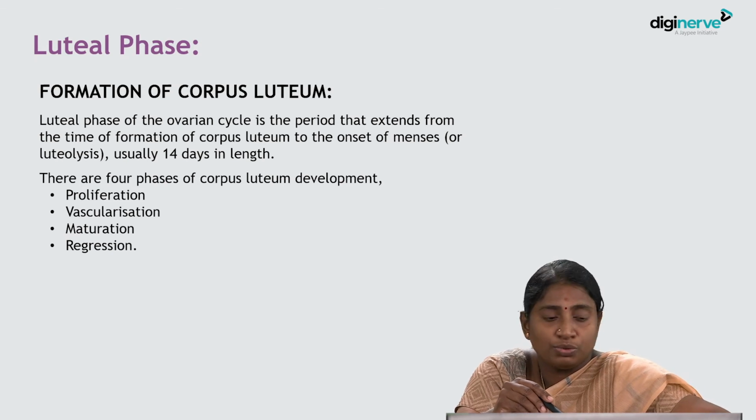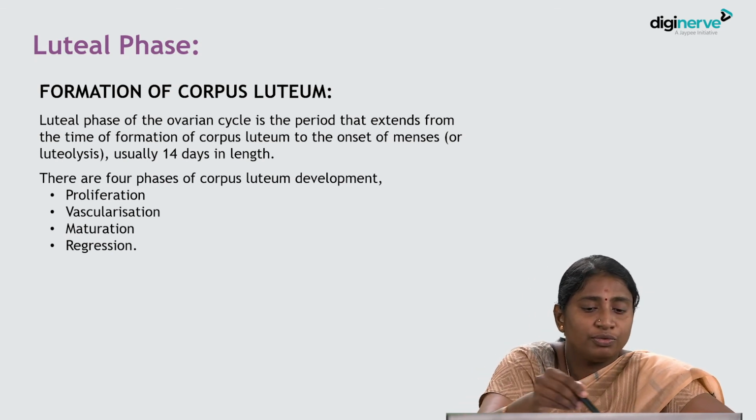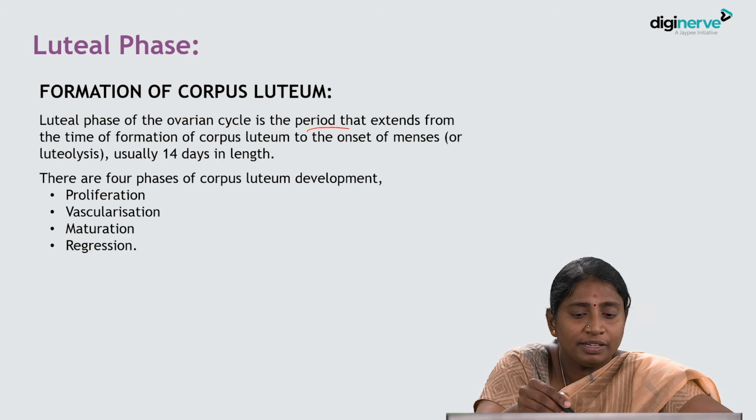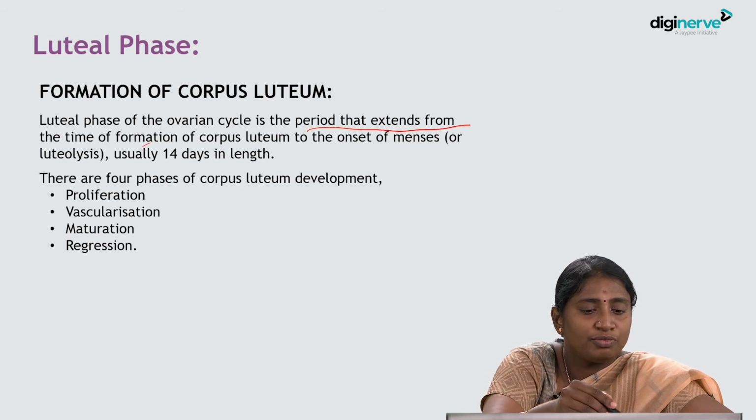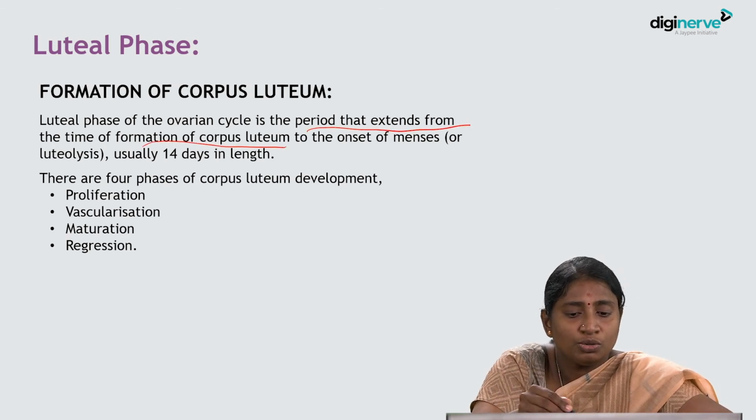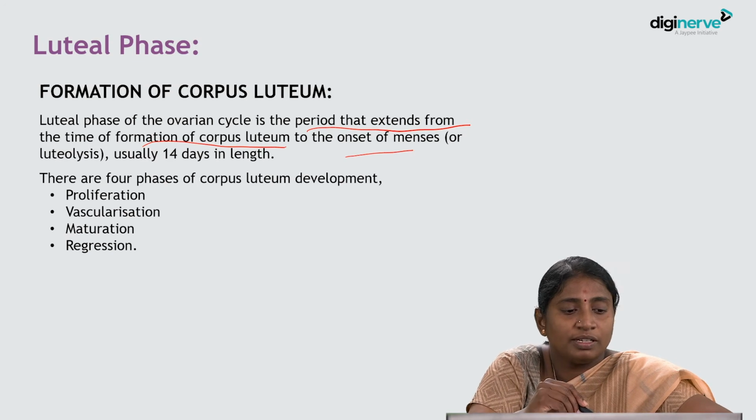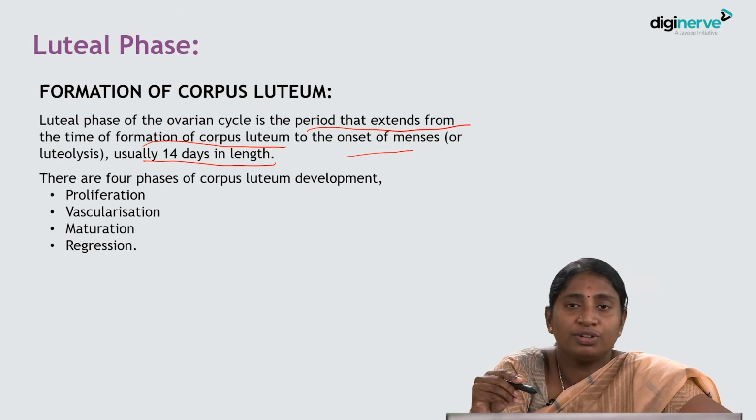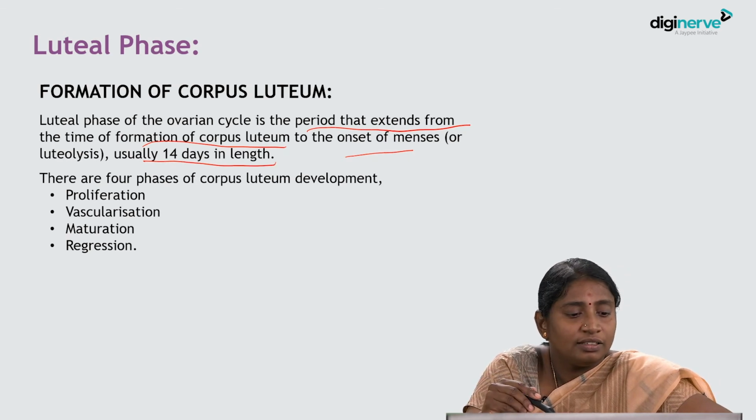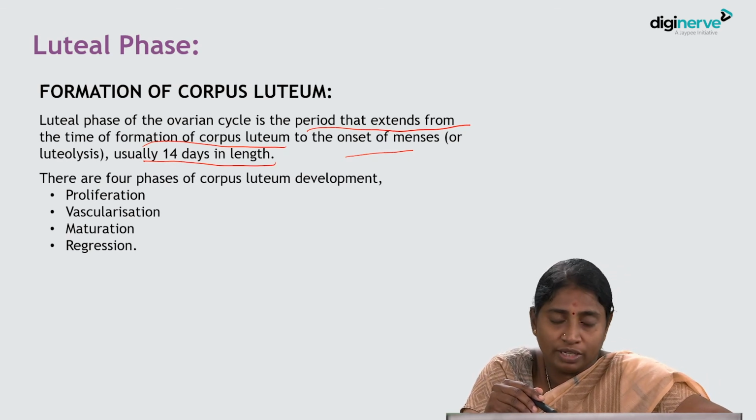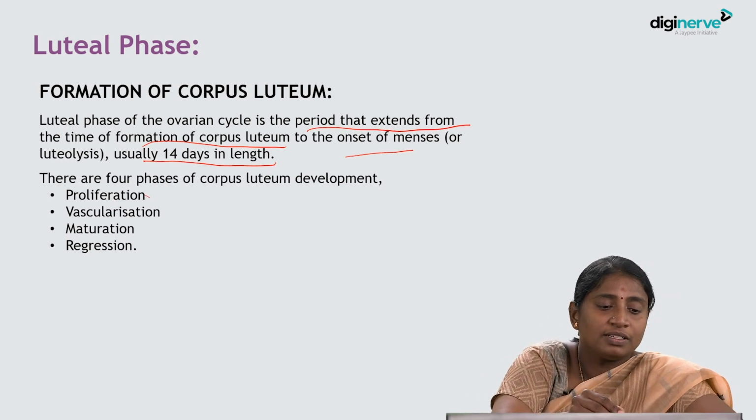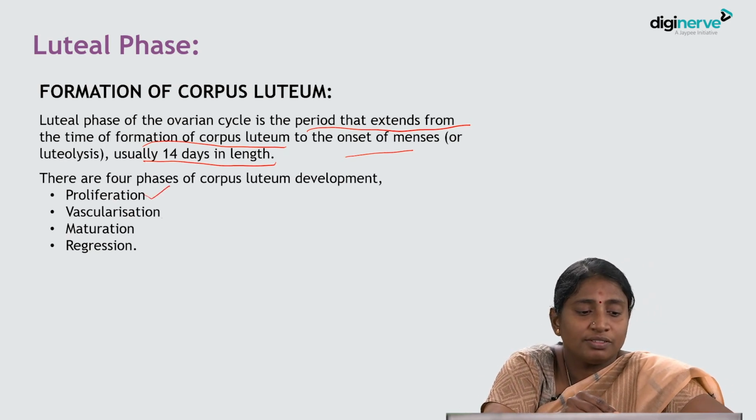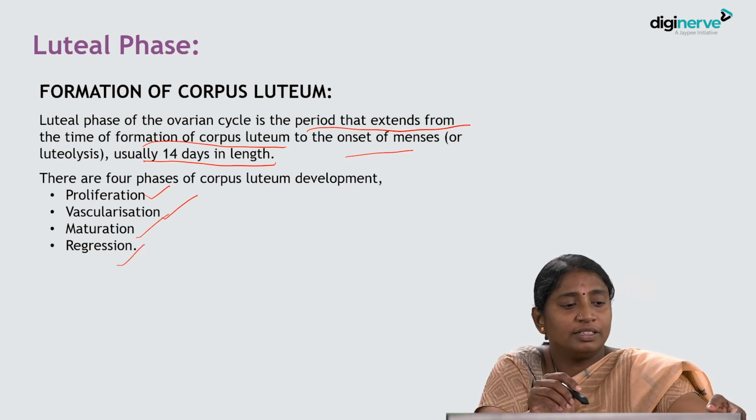Formation of a corpus luteum. The luteal phase of the ovarian cycle is the period that extends from the time of formation of the corpus luteum to the onset of menstruation, that is luteolysis. Usually it is constant and it is 14 days in length. There are 4 phases of corpus luteum development. The first is proliferation, second vascularization, third maturation, and fourth is regression.